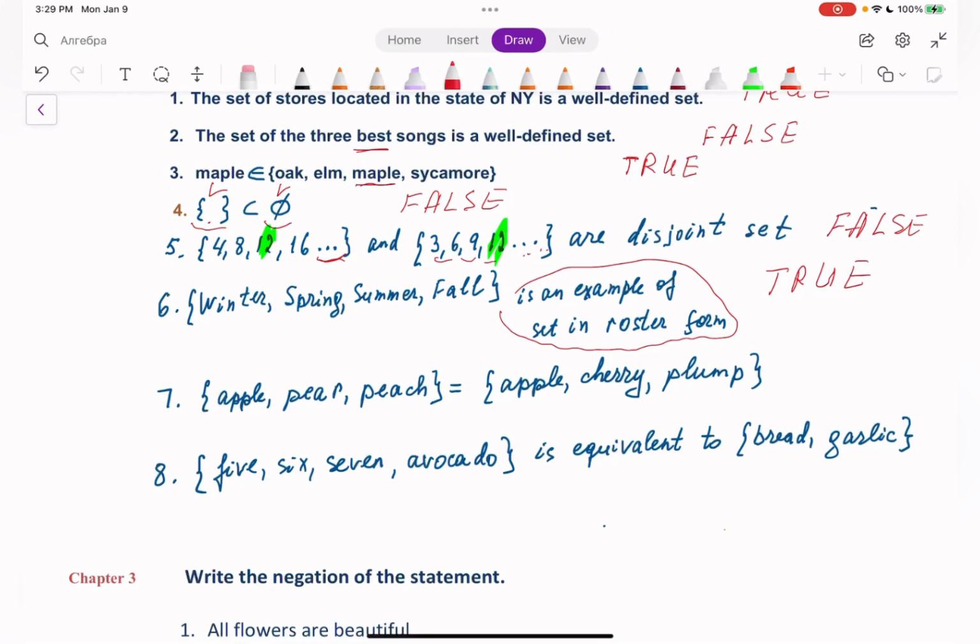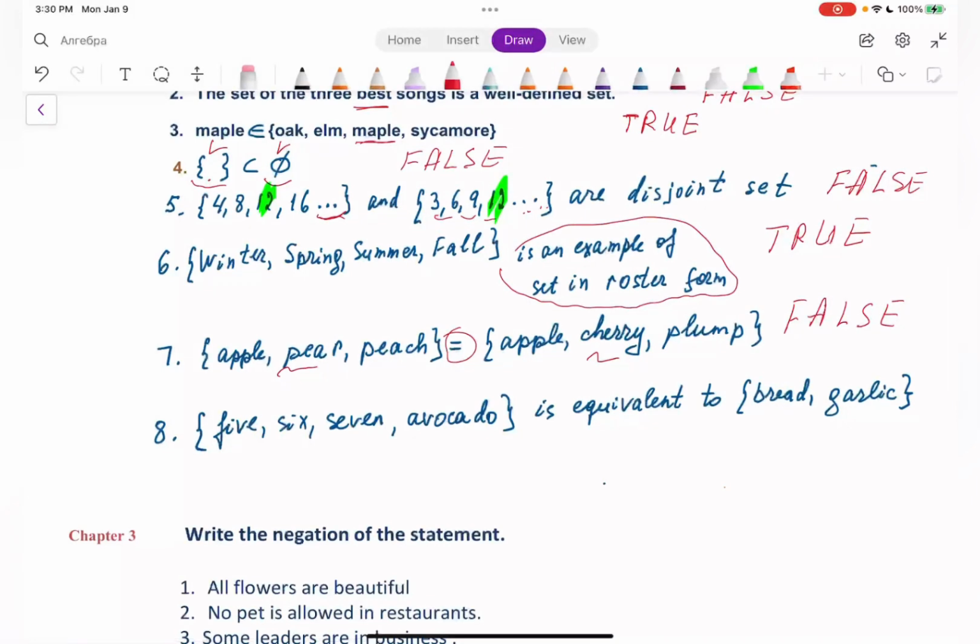So what do we have? Set apple, pear, peach. It says equal to apple, cherry, plum. And there's an equal sign here. This is false because these two sets do not contain exactly the same elements. Here we have pear, here we have cherry, so they cannot be equal. To be equal, they have to have the same elements. This cherry and pear, they destroy the equal sign. And question number 8.